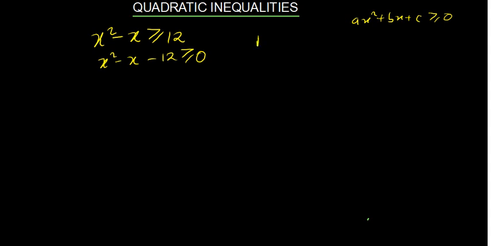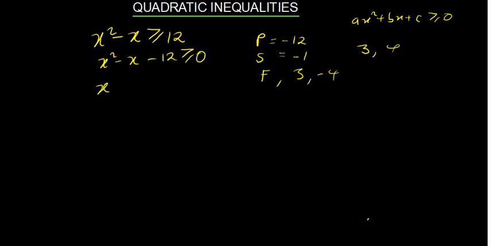So we need to determine the product, the sum, and also the factors. Here the number in front of x squared is 1, multiplied by c, which is negative 12, that will be negative 12. And then the sum is the number in front of x, which is negative 1. So which two numbers can we multiply to get negative 12, and if we add them, we get negative 1? That is 3 and negative 4. Those are the two factors.